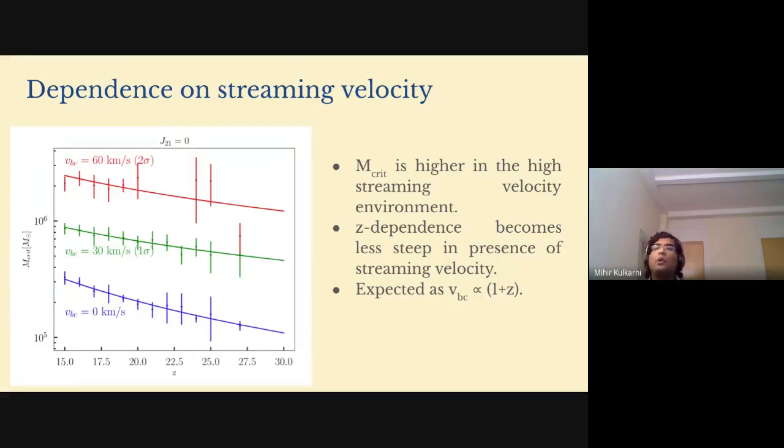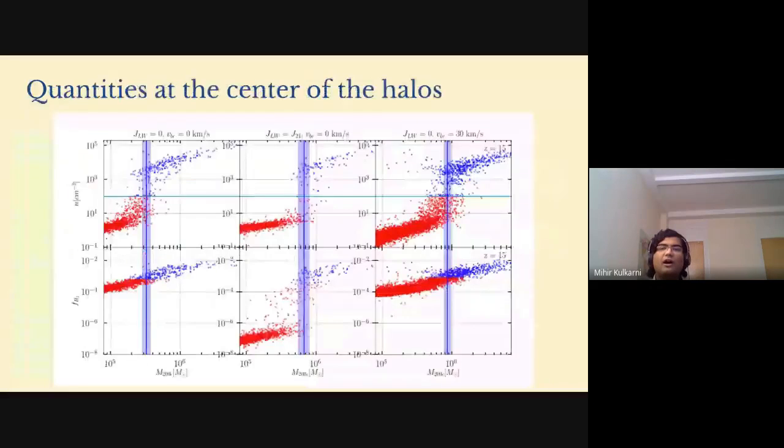So when the star forms depends on what the gas density is, but the question is, why are we linking it to the halo mass? That's a very good question. I'll come to that in just a minute. Yeah, it's a very good question.